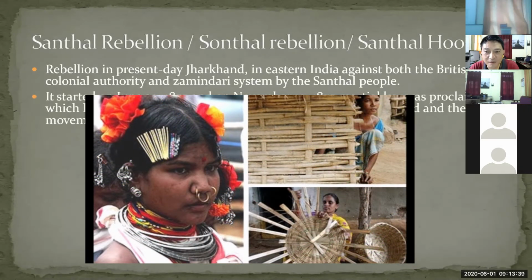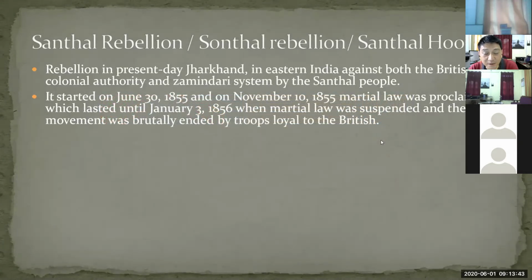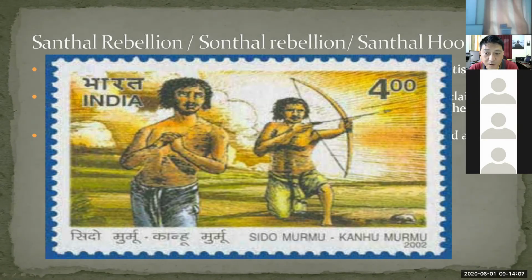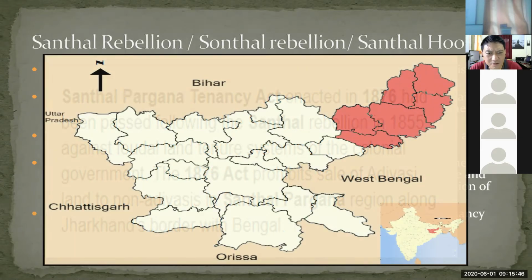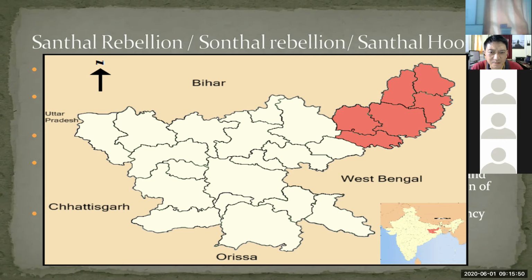The dates, let's look at them. It was quite strong because, by the way, martial law was imposed, that means they had to bring in the army to control it. It started in 1855. It lasted for about a couple of months, up to January 1856, and it was brutally ended by the troops. We have to look at the brothers belonging to the Murmu tribe or the Murmu clan, Sidhu and Kanhu. The immediate result was that the Santhal Pargana Tenancy Act was created by the British, and Santhal Pargana was also created, which is now part of Jharkhand in modern day India.